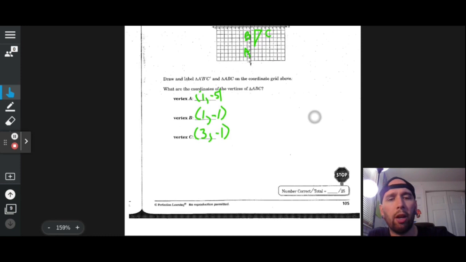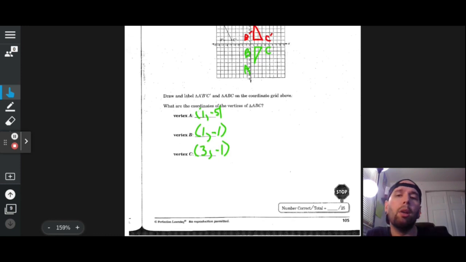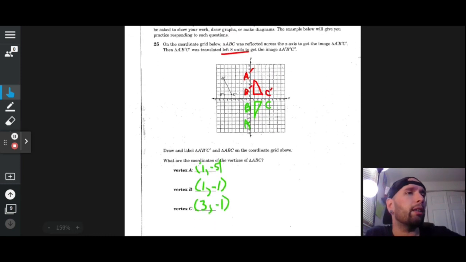Tricky. Tricky stuff. That does it for packet 6.